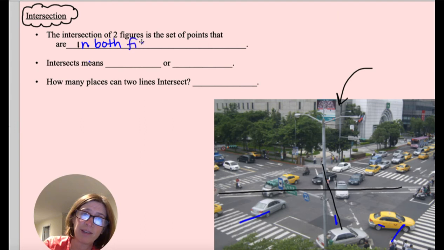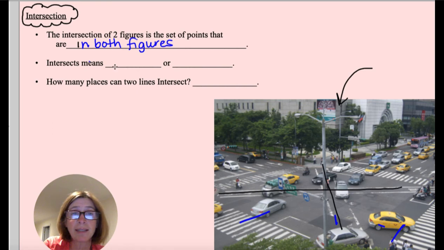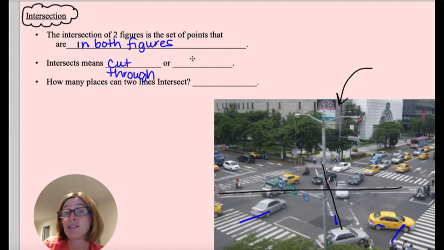In both figures. And intersect basically means to cut through, or where the lines are equal to each other. Now let's talk about this.